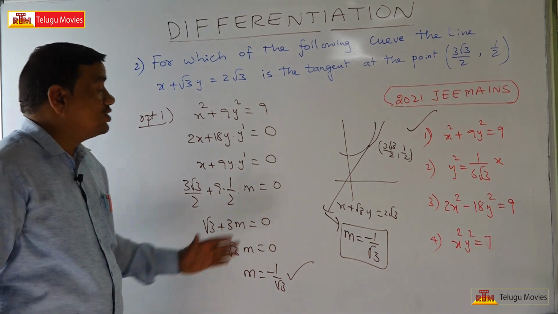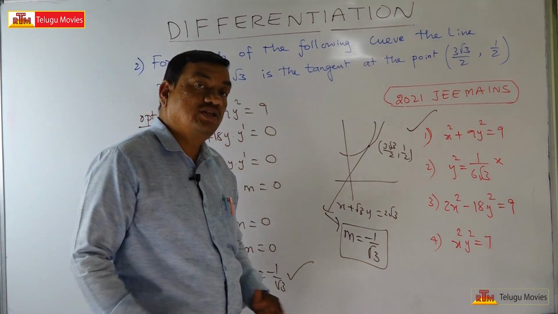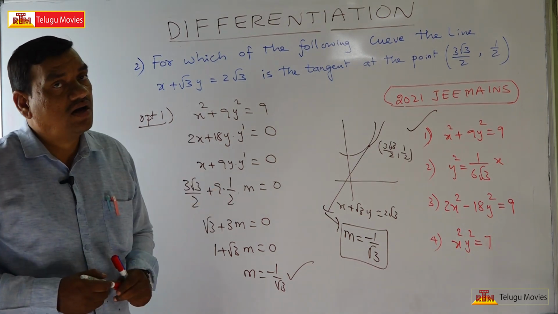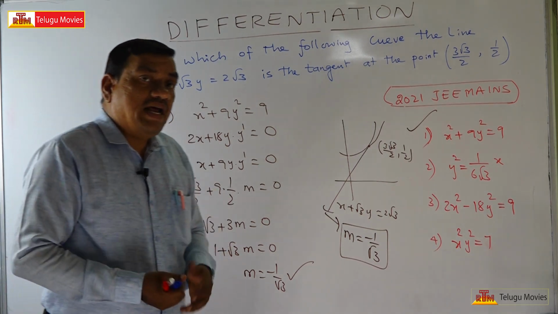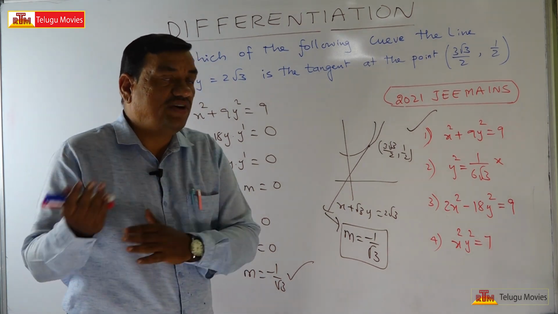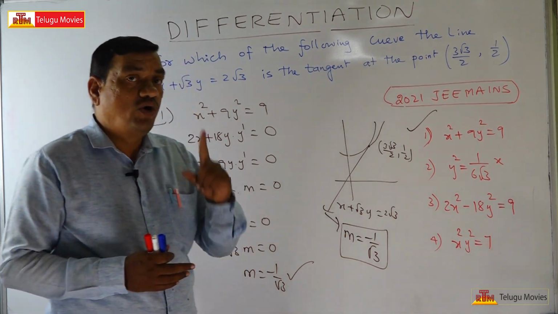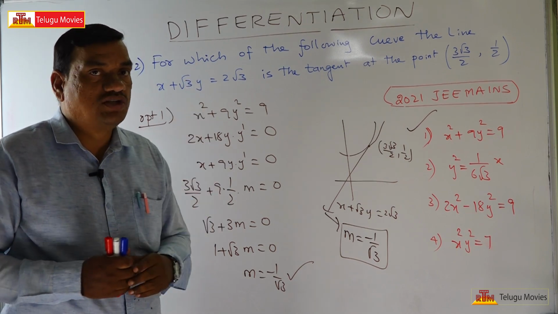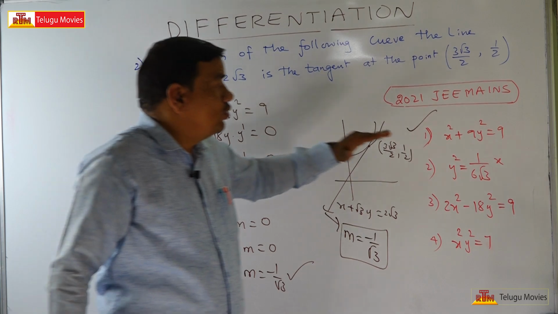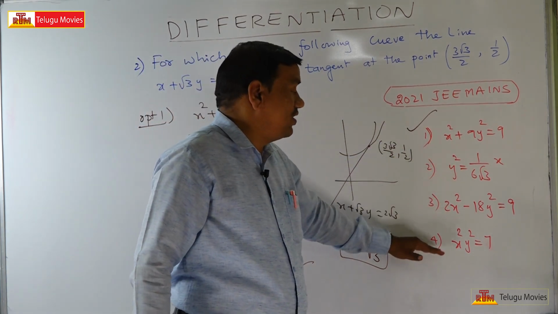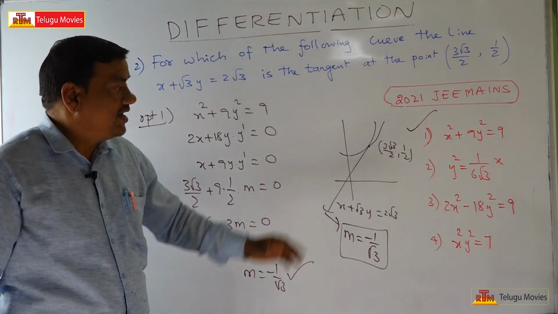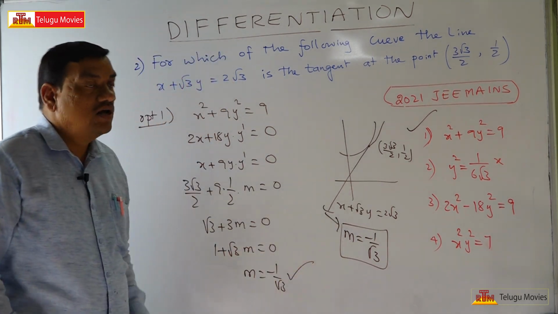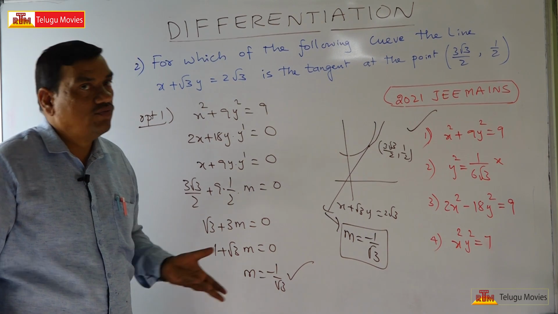According to the problem also, we got the slope equal to minus 1 by root 3. Luckily, the first option is our right answer. If it is given in JEE Mains exam, only one option is correct. In JEE Advanced, two or more options can be correct. At that time, what have we to do? We have to check the second, third and fourth. I checked here: for second, third, fourth, you won't get the equal answer. So luckily, for the first option only, we got the answer.